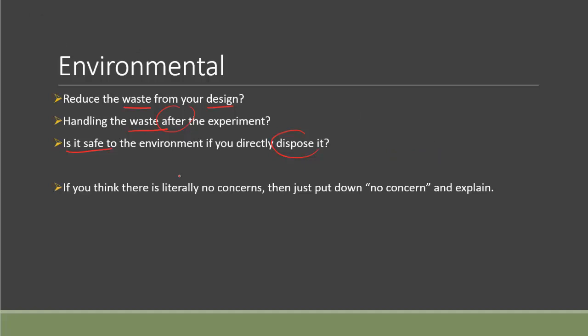In a case where you find there's literally no concerns related to environment and even safety as well, you could actually put down there's no concern, but you should still put down some justification for that. I would actually say if you try hard, there should be some concern you can talk about throughout your whole research question. So it shouldn't be the case where you have literally no concern.